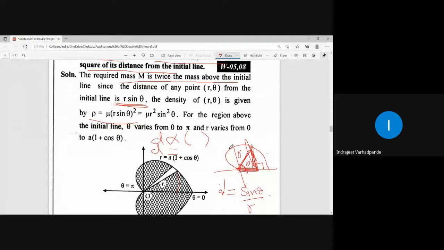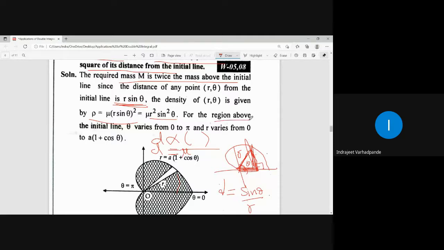Okay. Sin theta is opposite upon hypotenuse, cos theta is adjacent upon hypotenuse. So accordingly we will have sin upon r, and this will be cos upon r. So accordingly the calculation of theta will be done, and it says square of its distance from the initial line. So appropriately we take the simplification. So what this density comes out to be, density is directly proportional to this. Directly proportional is equal to a certain constant. That constant is taken as mu. Mu into the square of its distance, that is r square sin square theta.